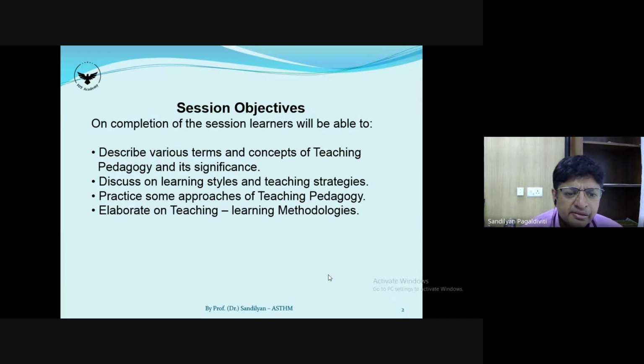We'll try and practice some approaches of teaching pedagogy, and I'll also elaborate on teaching learning methodologies so that at the end of it, participants will be able to try it out in their classrooms. How effective you will be is not something which I am going to tell you, but you will definitely learn. And if you apply some of these points, it will make your sessions more interesting and more engaging. So your knowledge transfer will be much more practical.